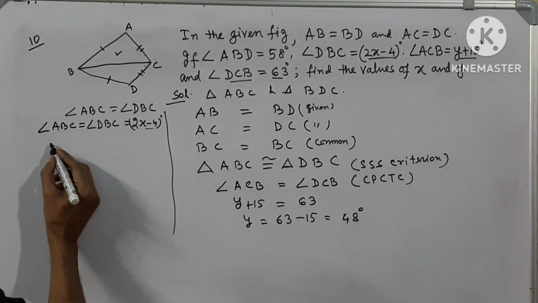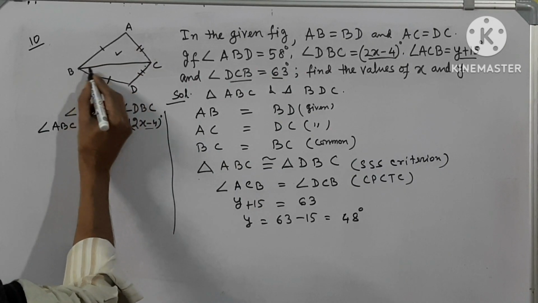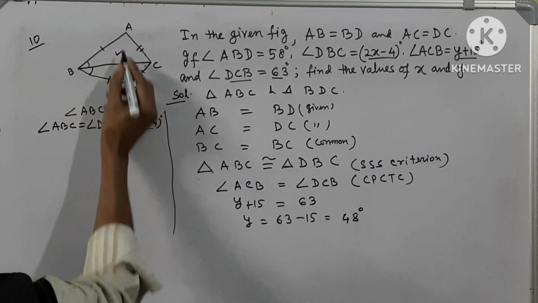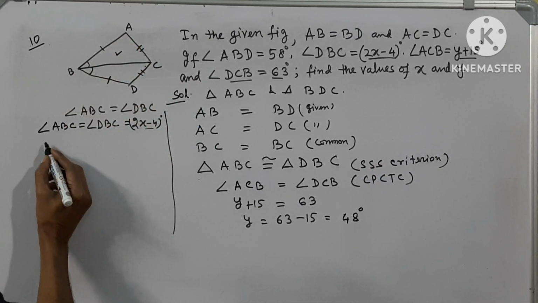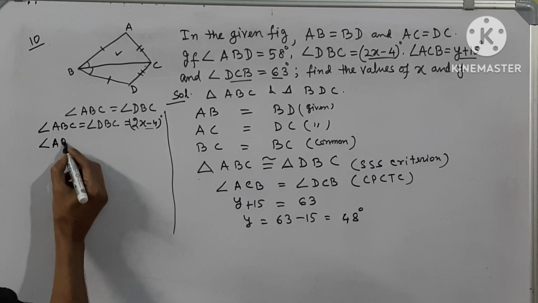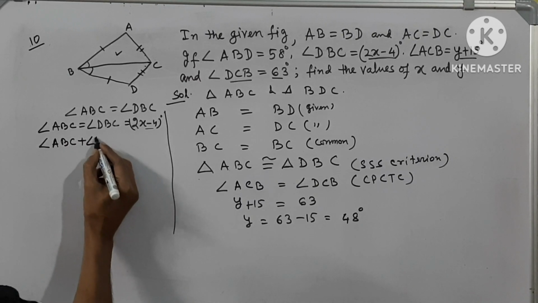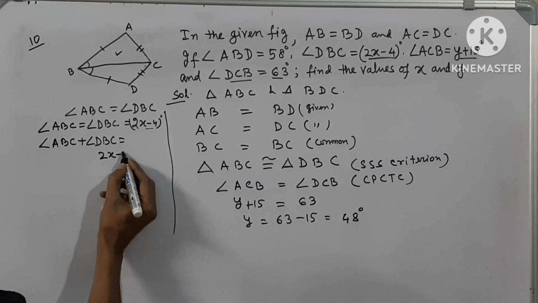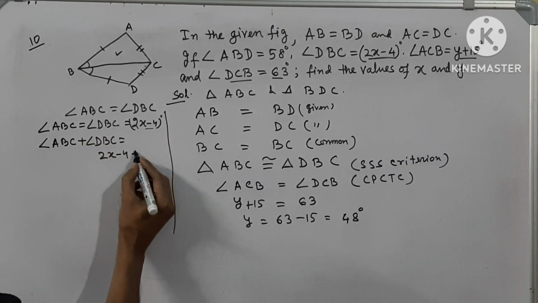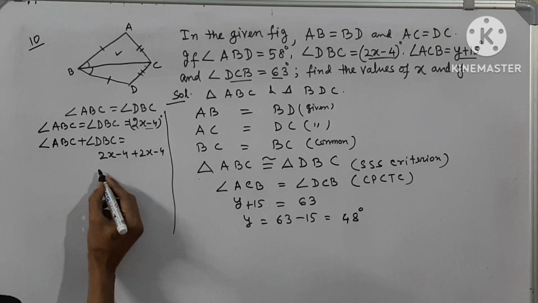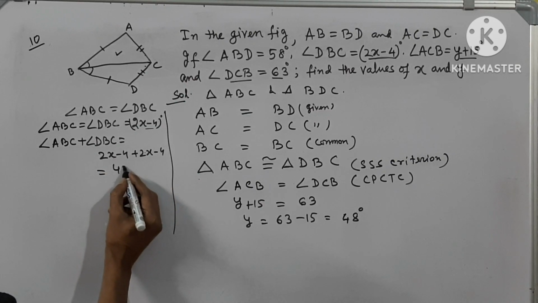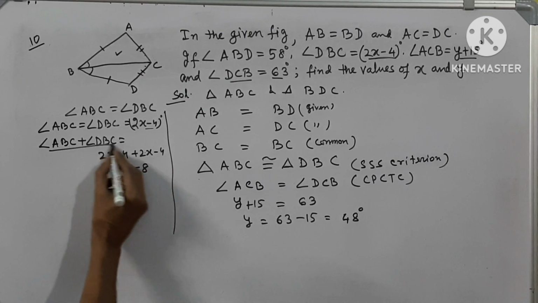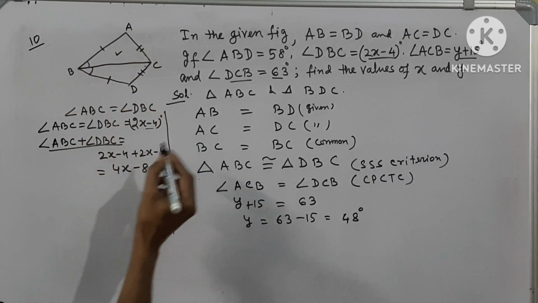That means angle ABC and angle DBC, if you join these two angles, you are getting the complete angle ABD. So angle ABC plus angle DBC equal to 2x minus 4, and another is again 2x minus 4. That means 2x plus 2x, 4x, minus 4 minus 4, minus 8.